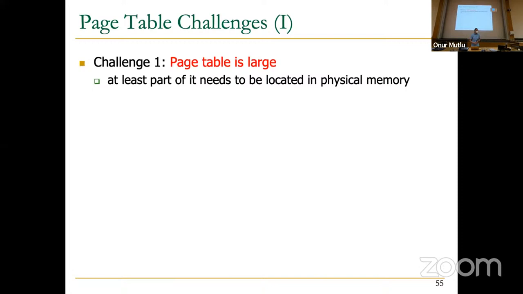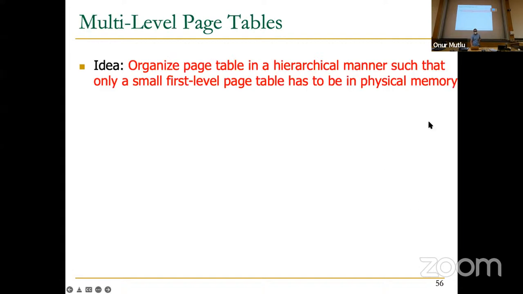I gave you the solution, I guess. Not all of it needs to be located in physical memory, but some of it needs to be, so that you can find the other portions that are not in physical memory by doing the translation through the part that is. That brings us to multi-level hierarchical page tables. We want to organize the page table hierarchically such that only a small first-level page table has to be in physical memory. It's also called radix trees, in the way we will discuss.